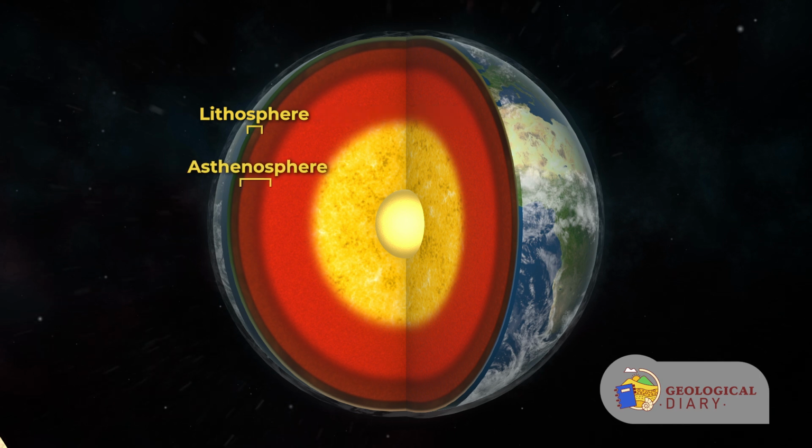The asthenosphere extends from the base of the lithosphere to a depth of about 410 kilometers. It is weaker compared to the stiff lithosphere. That means that the asthenosphere is solid but mobile.